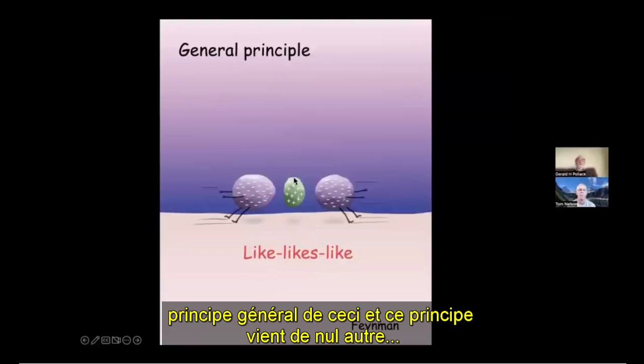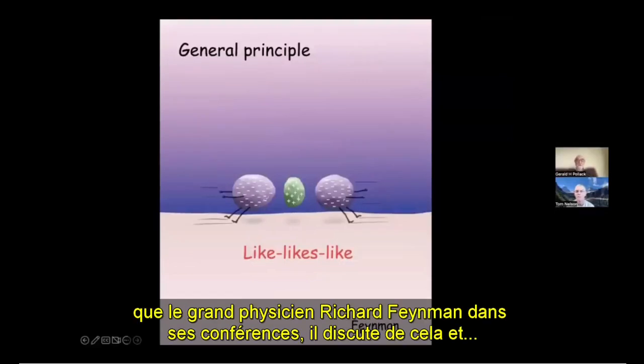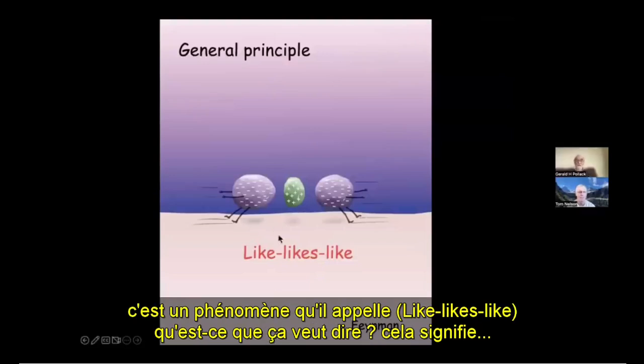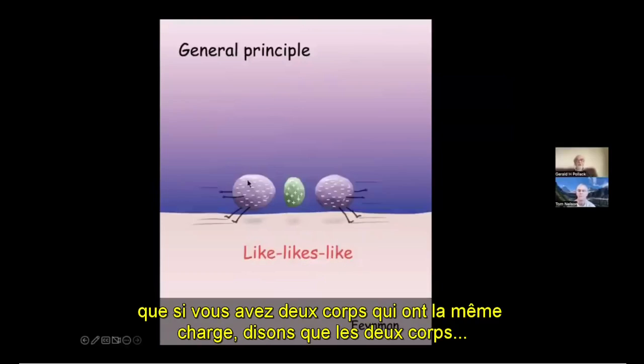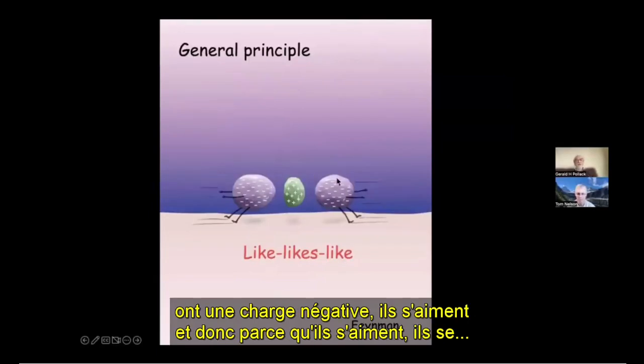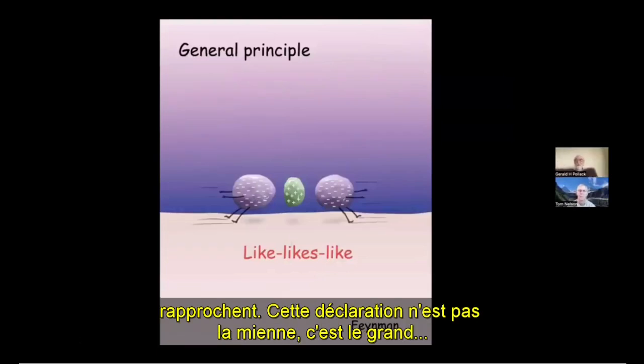And I'll go back to a general principle of this. The general principle comes from none other than the great physicist Richard Feynman. In his lectures, he discusses this, and it's a phenomenon which he calls like likes like. What does that mean? It means that if you have two bodies that have like charge, let's say the two bodies have negative charge, they like each other, and therefore, because they like each other, they come together.